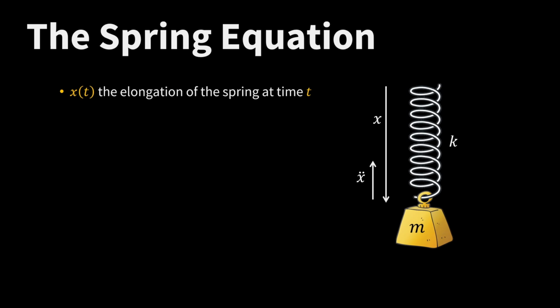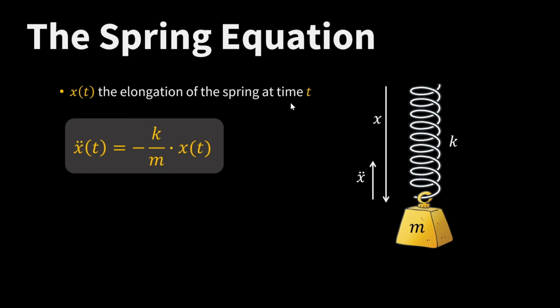So here's our fourth and last example, the spring equation. Now we have a spring with an attached weight. We use x of t as the elongation of the spring at time t. And this is our differential equation. It says that the second derivative x double dot is proportional to x. The constant in this case is composed of two constants. k is the stiffness of the spring and m is the mass of the attached weight.